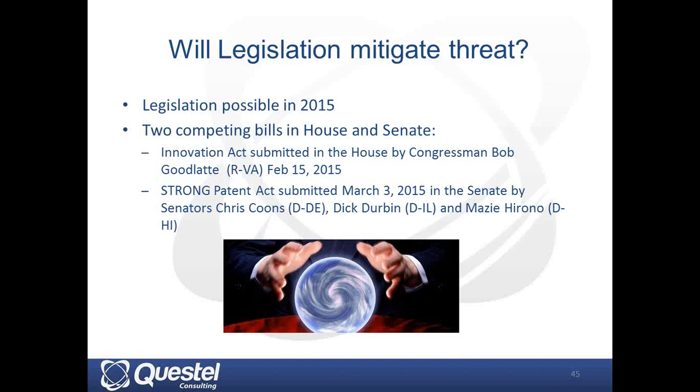Just earlier this month, the Strong Patent Act was submitted. It is a counterbalance to the Innovation Act, and is introduced in the Senate by Senators Coons, Durbin, and Hirono. Those two bills cover very different grounds. There's some harmonization between the two in terms of how to treat IPRs and changes to IPRs or IPR practice. But generally, we're at very different ends of the spectrum. So consolidation, review, trying to consolidate those two bills into an act, it's going to be really quite challenging.